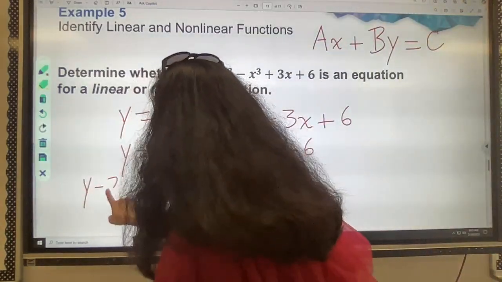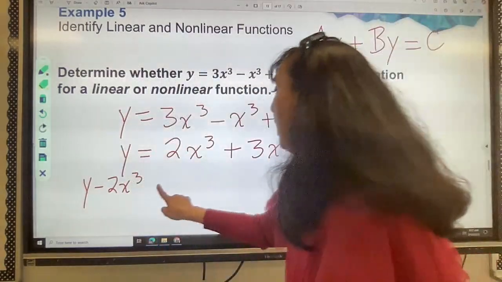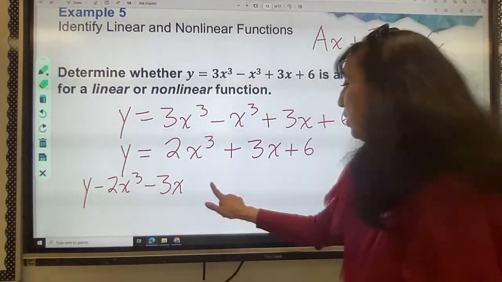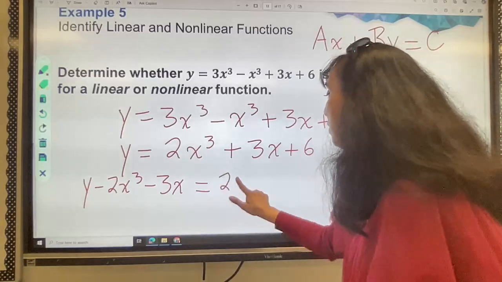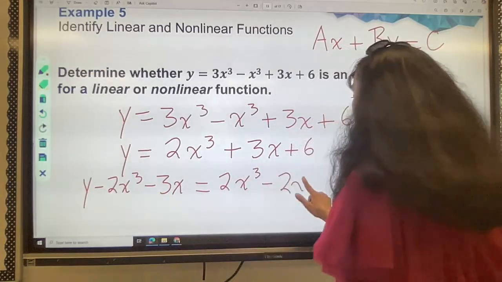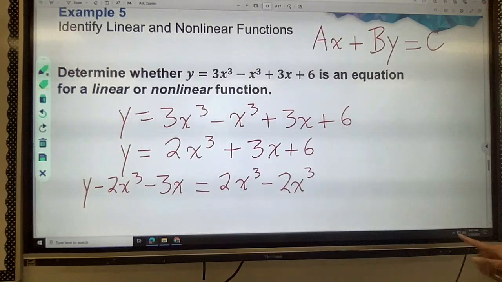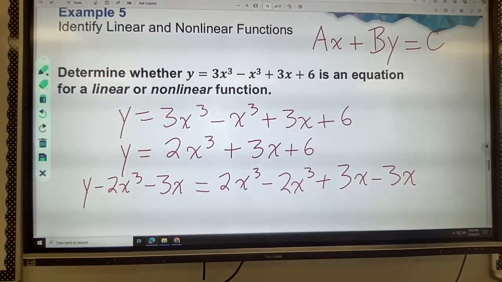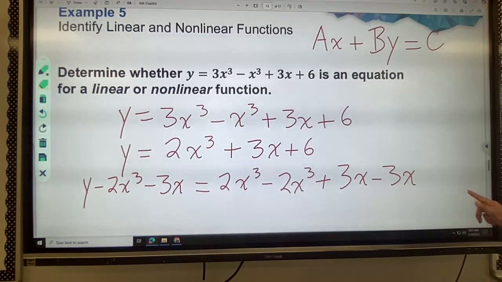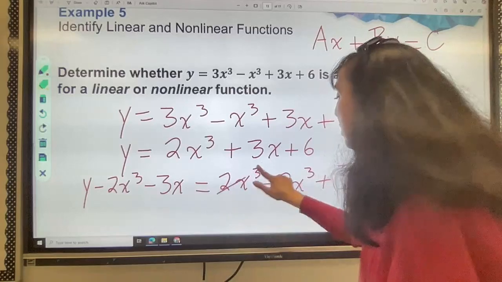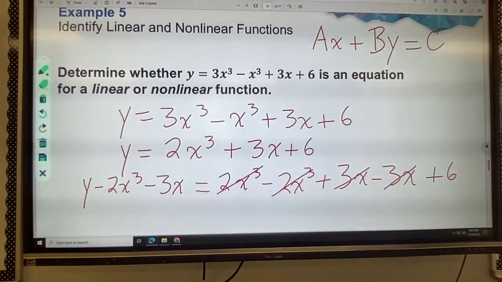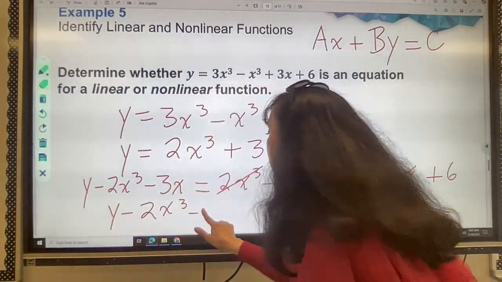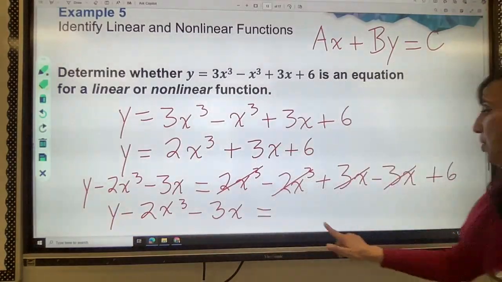So I am going to get y minus 2x cubed minus 3x. I'm going to subtract that from both sides, okay, is equal to 2x cubed minus 2x cubed, okay, and then I have plus 3x minus 3x, and of course I have my plus 6. So I'm trying to get rid of this. Remember, subtraction property of equality. And so now what am I left with? I'm left with y minus 2x cubed minus 3x is equal to 6.